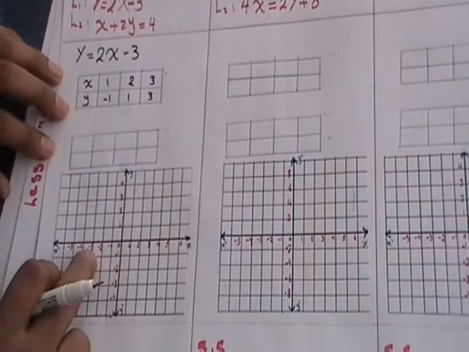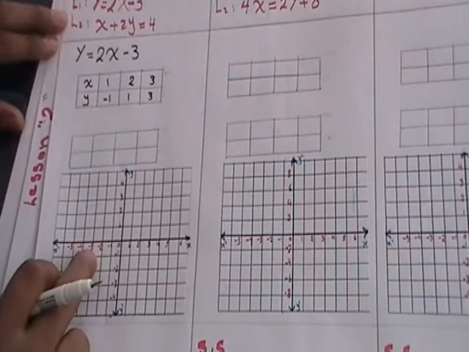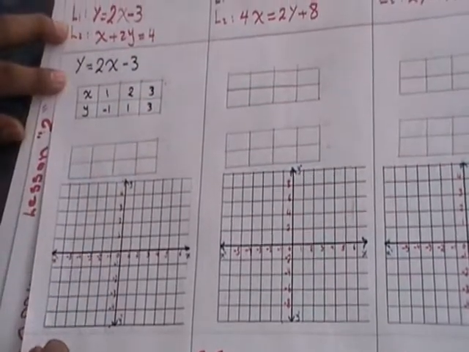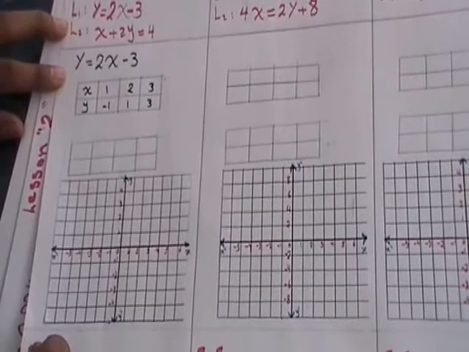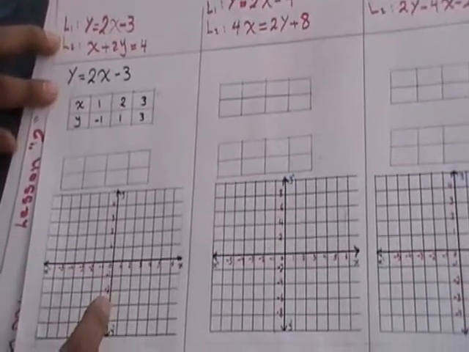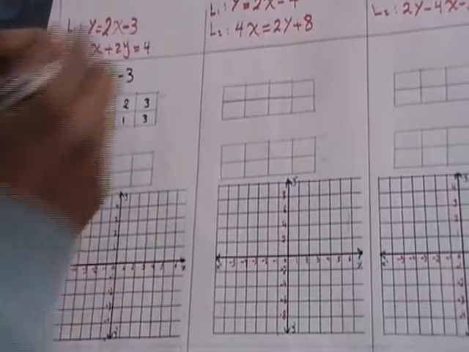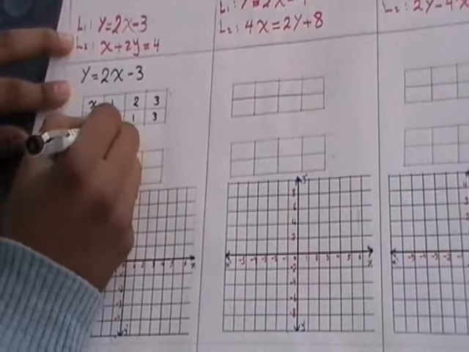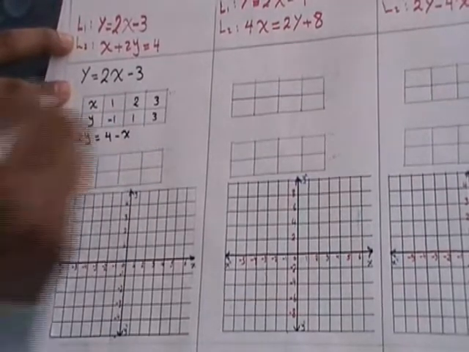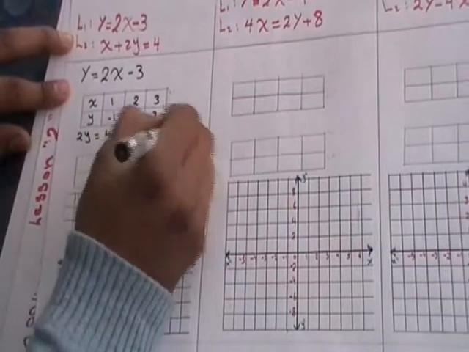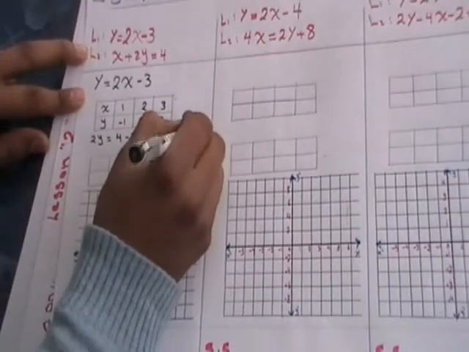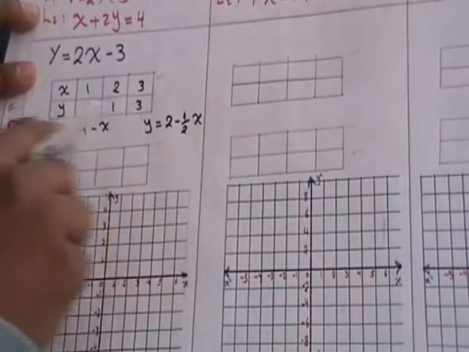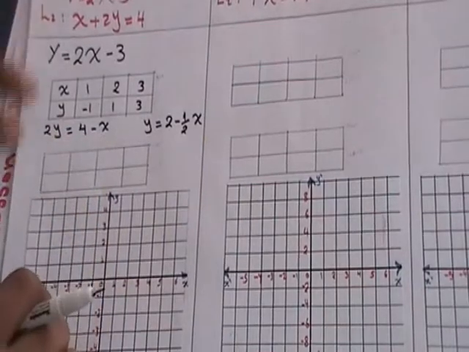Now, we will get 3 ordered pairs also satisfying the second relation, or the second equation, x plus 2y equals 4. It's easy to get y on one side and all the equation on the other side. So from 2y equals 4 minus x, you can say that y equals 2 minus half x. How can we get this? By dividing both sides of the equation by 2.